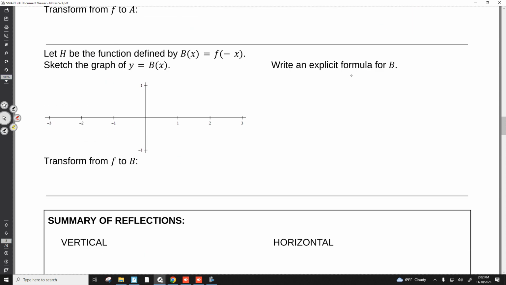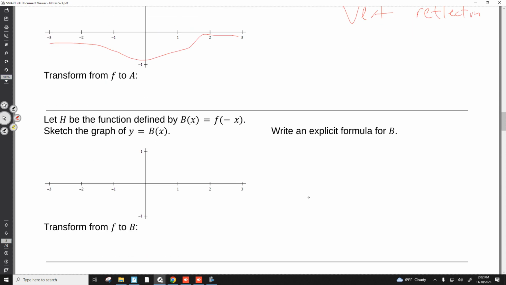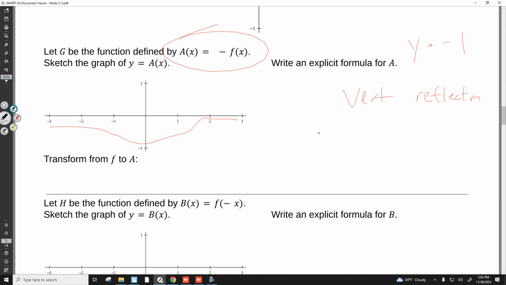Now, you would not change your x's. You would just flip your y. Keeping to the table will help you. Okay?